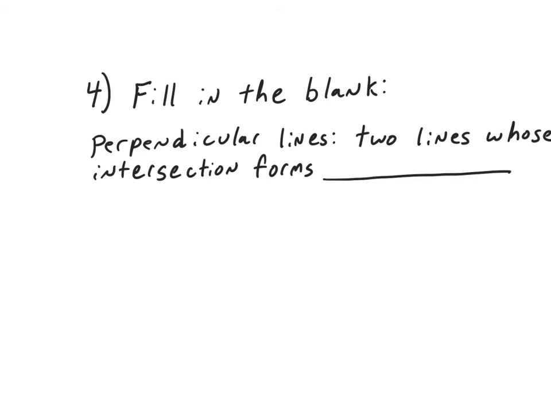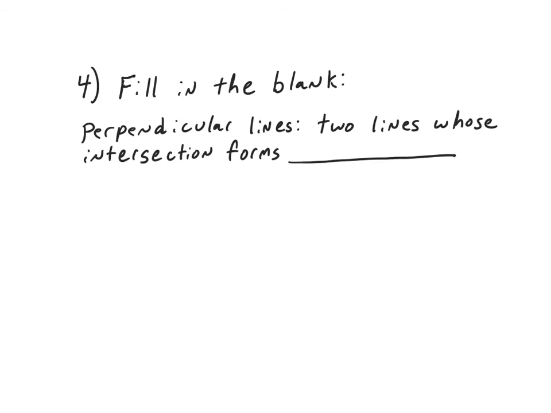On number 4, it says fill in the blank. Perpendicular lines are 2 lines whose intersections form blank, and it's going to be right angles. So right angles.